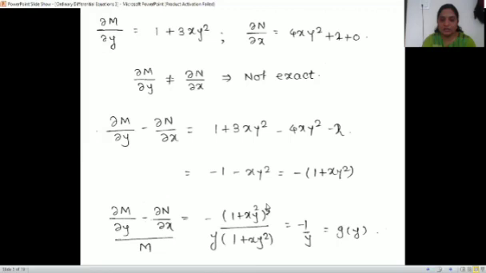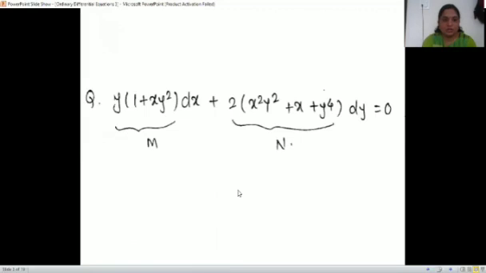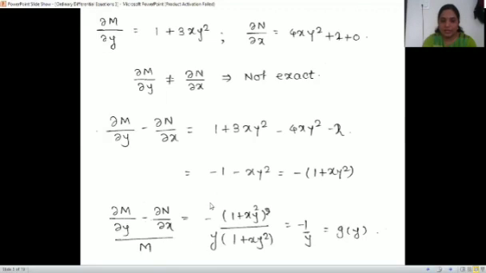So we get, this is your M, y into 1 plus xy square. So dividing here by M, these two get cancelled, and it is minus 1 by y, that we call as g of y.